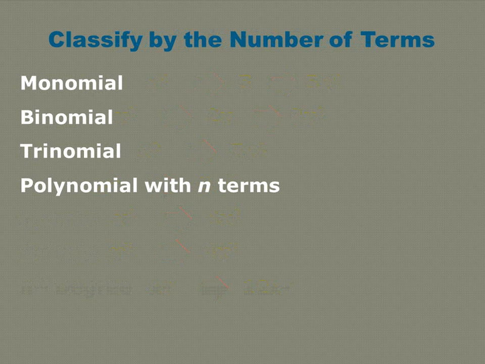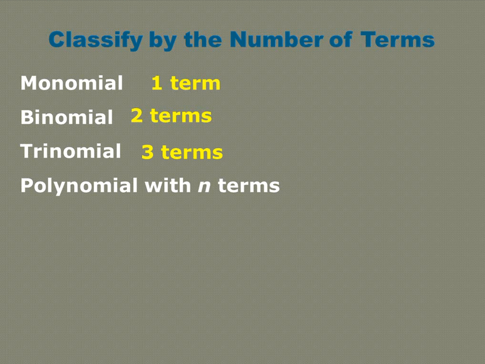We can also classify polynomials by the number of terms that it has. So a monomial would mean that it only has one term. A binomial means it has 2 terms. A trinomial would be 3 terms, and then if you have a polynomial with more than 3 terms, we consider that a polynomial with n terms. So for example, if you had a polynomial that had 7 terms in it, you would classify that as polynomial with 7 terms.